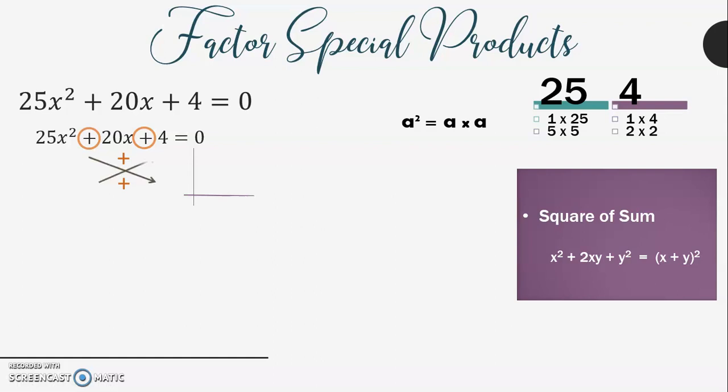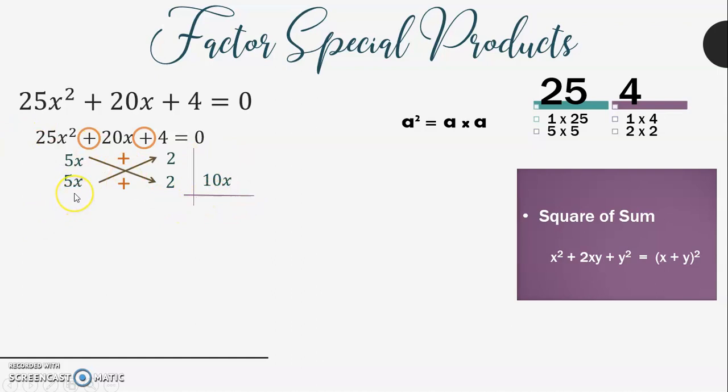Now, I start taking my factors for number 4, and there are 2 and 2. And my factors for 25x squared are 5x and 5x. I multiply my 5x times the 2, and I have 10x.